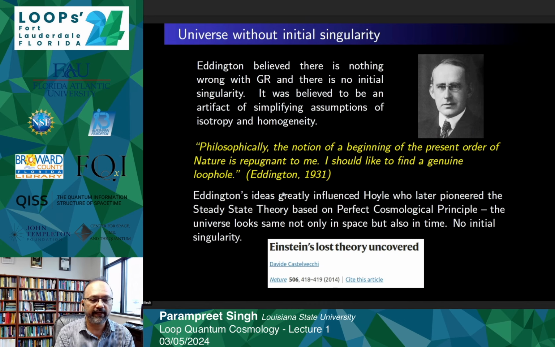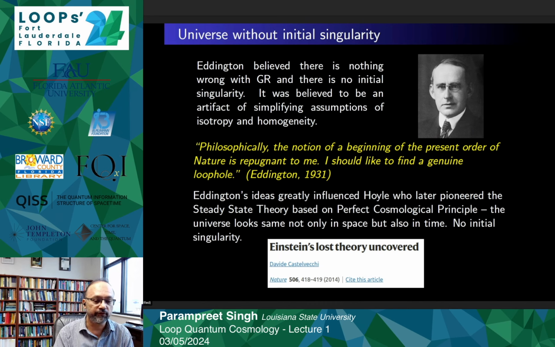Eddington's ideas greatly influenced Fred Hoyle, who was a very young physicist at that time. Fred Hoyle later pioneered the steady state theory, which was based on the perfect cosmological principle, in which the universe looked the same not only uniformly in space, but also in time. In the steady state theory, there was no initial singularity. Recently, it has been found that even Einstein was working on a very similar theory, like the Hoyle, Bondi, Burbidge and Narlikar steady state and quasi steady state theories, but he didn't publish it, and some unfinished calculations were found recently in Einstein's archives.